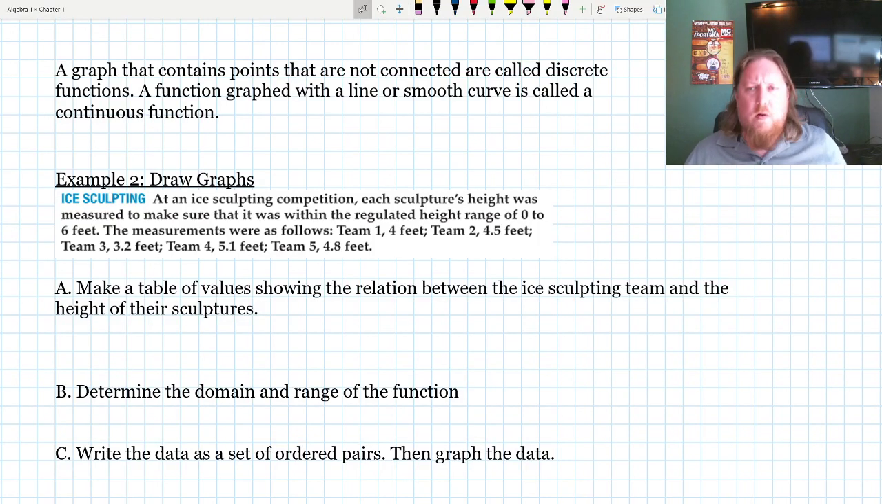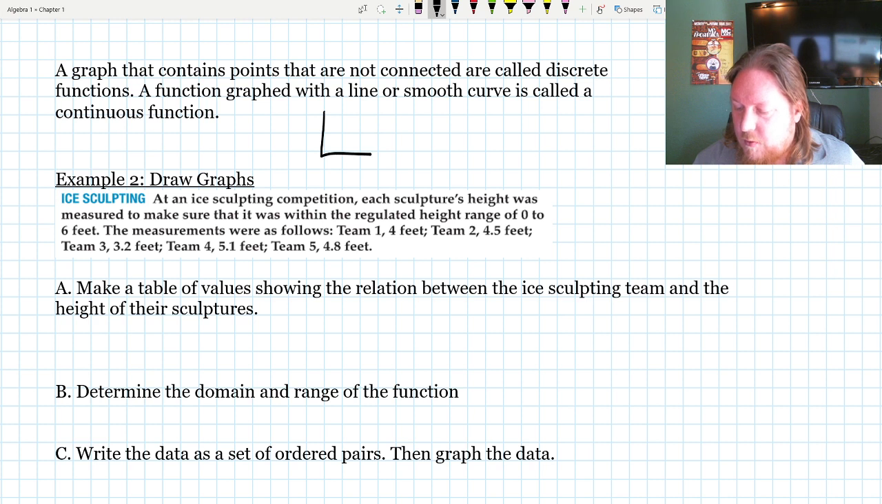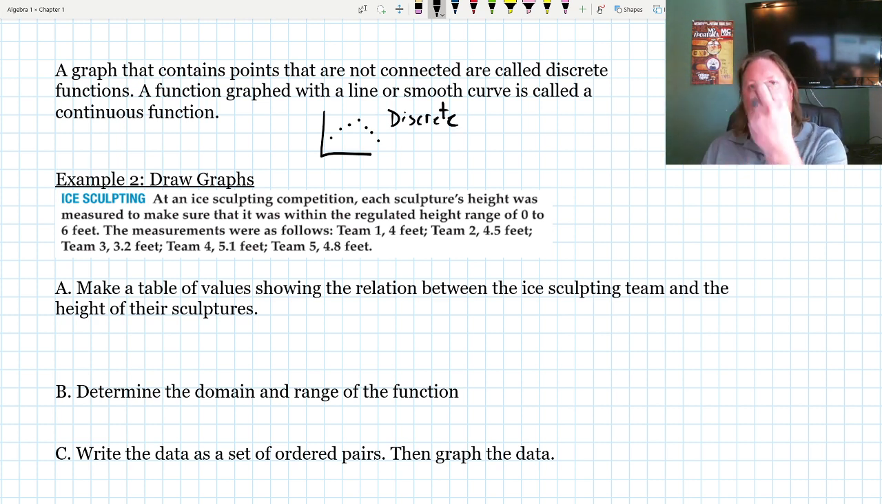So when we're talking about graphs, there are discrete functions and there are continuous functions. Discrete functions are like dot plots. This is discrete. And the word discrete just means singular pieces, like chunks, right?